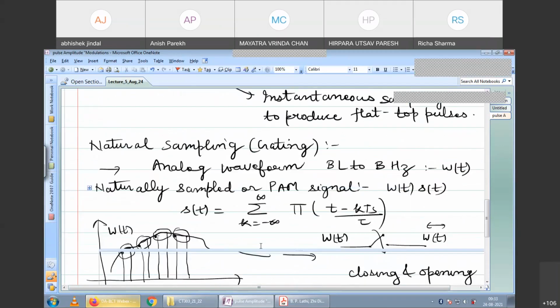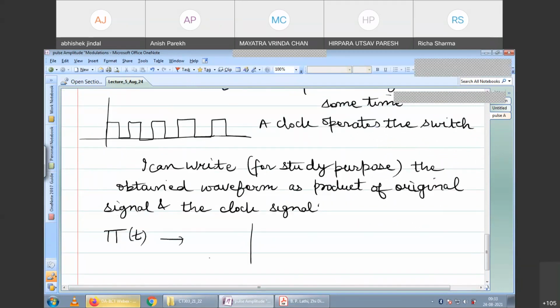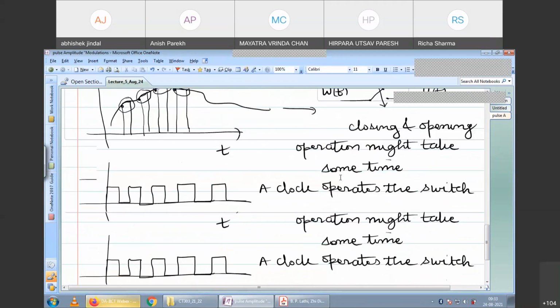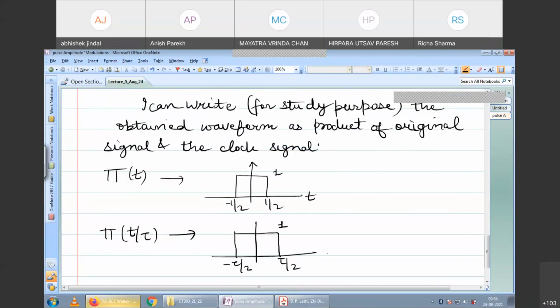Let us first see what is pi of t and what is this, for those who are not very clear about this. Pi of t is a time domain rectangular pulse which takes value 1 from -1 by 2 to 1 by 2. Now I do two operations. First, I will draw pi of t by tau. You have studied this earlier, so I'm just writing it down so that you don't waste time. This becomes minus tau by 2, this becomes tau by 2, and the amplitude remains 1.